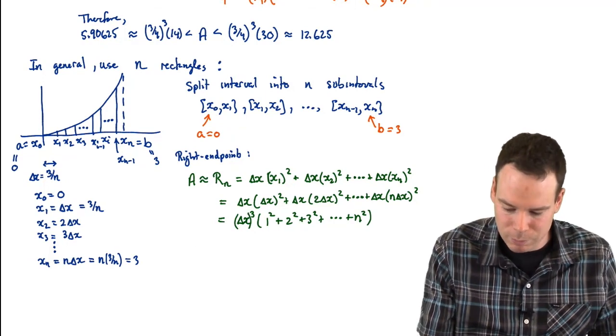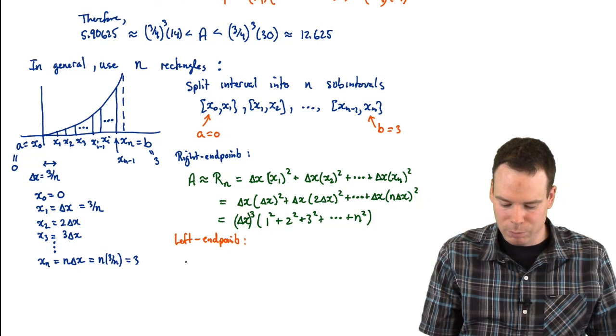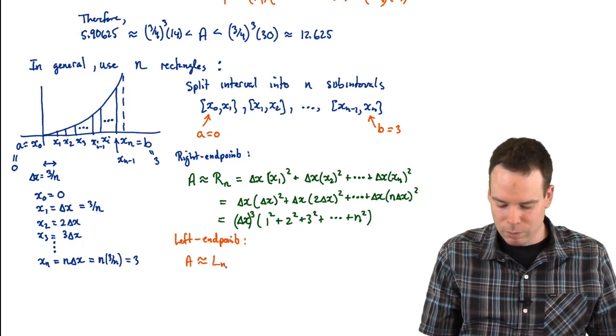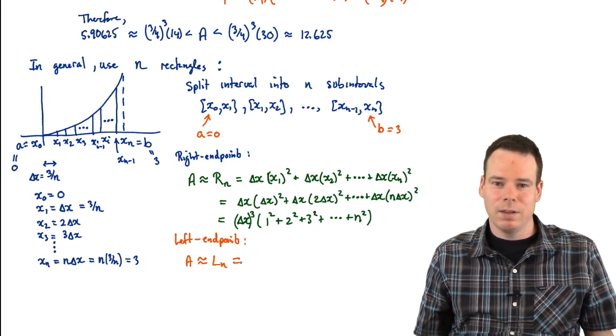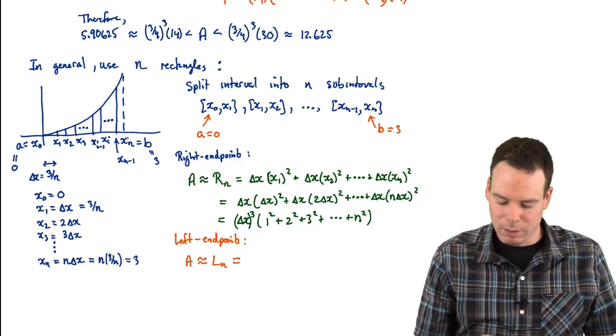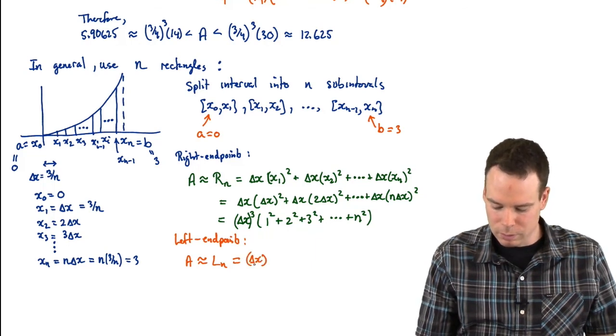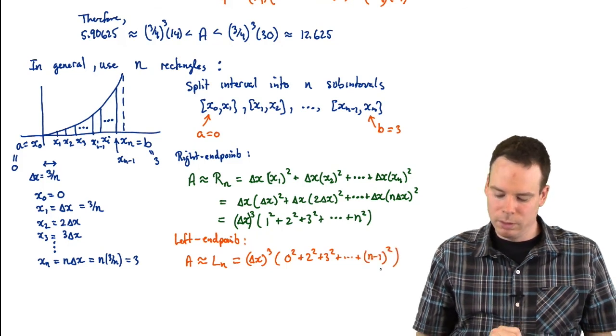What about our left-hand endpoints? If I use the left endpoints, you could work through the details just like we did for the right-hand endpoints, but you will observe that the same pattern has to occur, except everything's just been shifted to the left. I'm using all the left-hand endpoints now, so I'm using x sub 0, but I'm not going to use x sub n in my calculations. So this would be delta x all cubed, times 0 squared plus 1 squared plus 2 squared plus 3 squared plus all the way up to n minus 1 all squared.